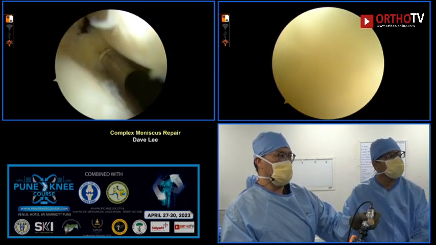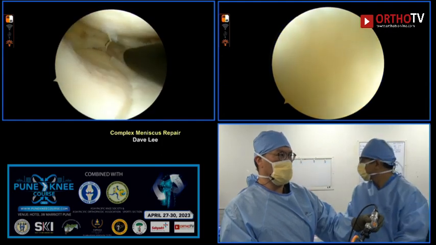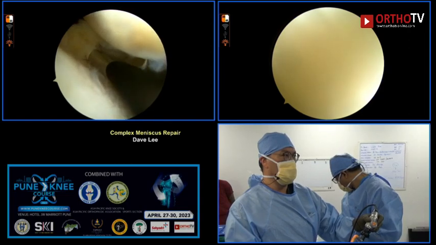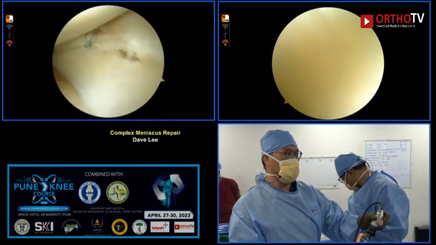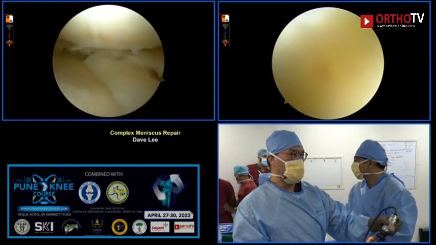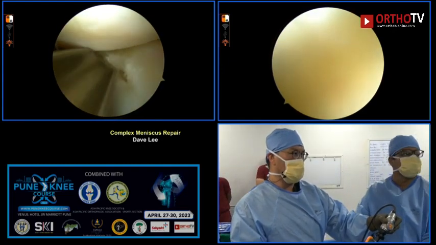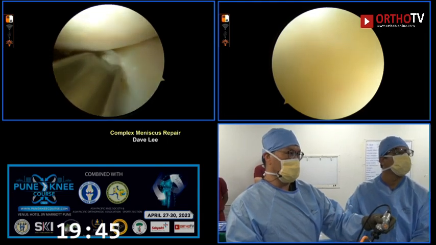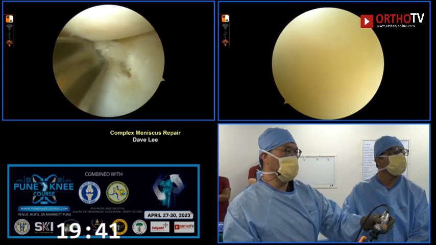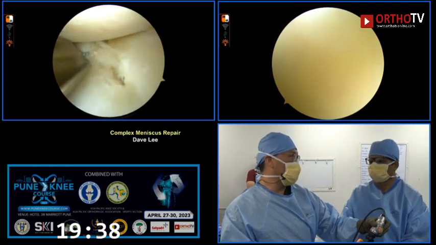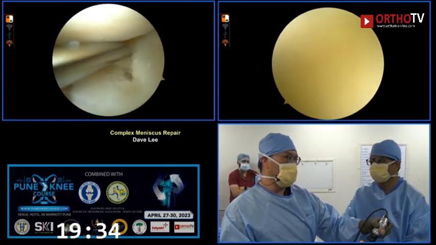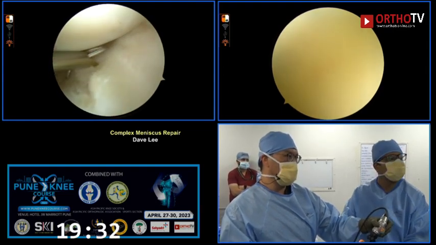And then I decided that the tear extends into the body, so you can see that's the root, and that's the degenerate posterior horn. So there's a segmental loss. And so at this point I decided the best method, as recommended by you, was to use inside-out sutures, because I knew you were moderating. So here we started with our inside-out sutures.